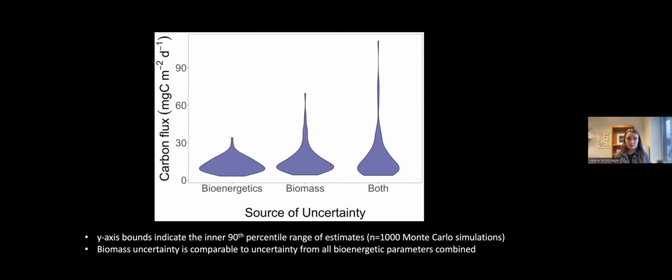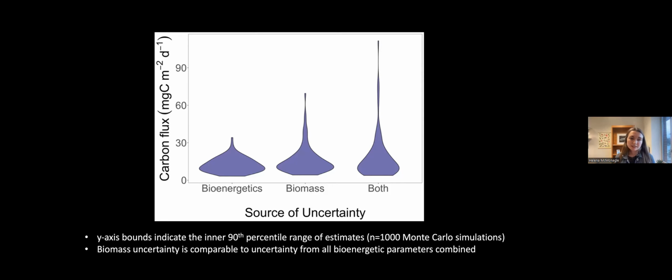In the middle bar, we then keep bioenergetic parameters constant and allow biomass to vary within the true uncertainty of the different parameters that help us to calculate biomass. And we see that biomass alone is contributing at least, if not more, uncertainty as all of these bioenergetic parameters combined. So this again just highlights the importance of constraining biomass.